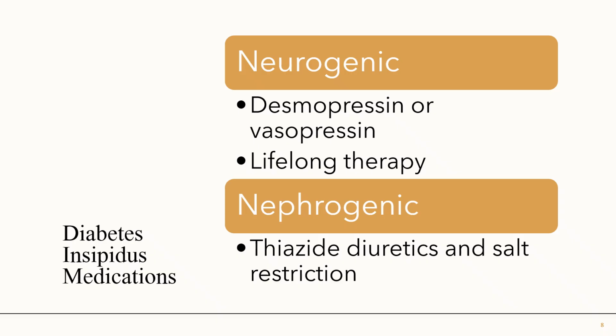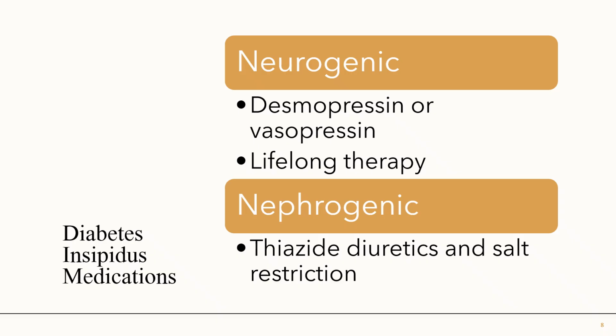Treatment for diabetes insipidus depends on whether the condition is neurogenic or nephrogenic, since each type requires a different approach. Medication therapy also differs based on the type of diabetes insipidus. Neurogenic diabetes insipidus is treated with ADH replacement, which is most often desmopressin, DDAVP, or vasopressin, which can be given intranasally, orally, or by injection to increase water reabsorption by the kidneys and reduce urine output.